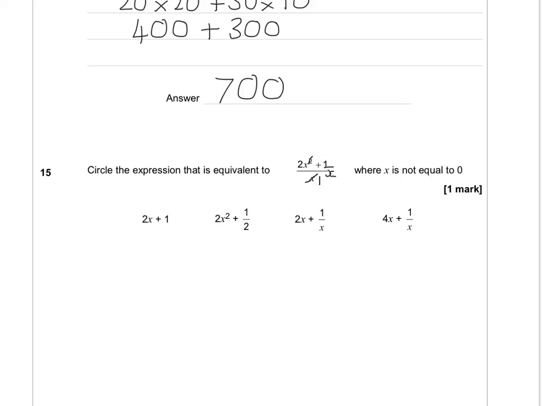Now dividing by 1 is neither here nor there, is it? What we're left with is 2x plus 1 over x. So that is the answer just there.